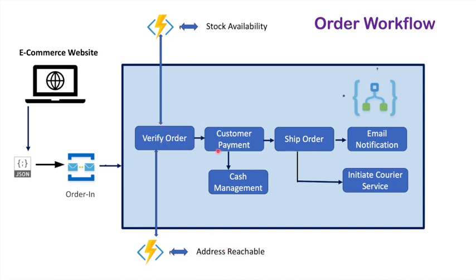After verifying the order, they go for the customer payment. After the customer payment is done, they inform cash management, and in parallel they ship the order, meaning they initiate shipping, send the notification to the customers, and also initiate the courier service. So this is called the workflow: one kind of job, another kind of job, a different kind of job.